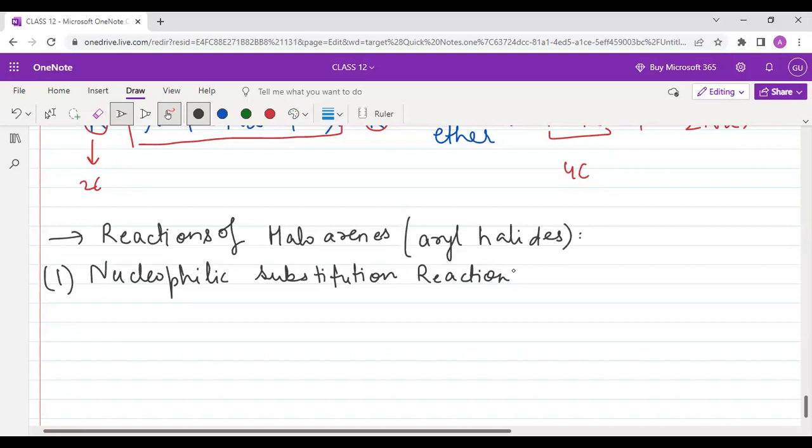Okay. So now I'm just asking you simply, what is a nucleophilic substitution reaction? How much do you remember? That's what I'm checking.